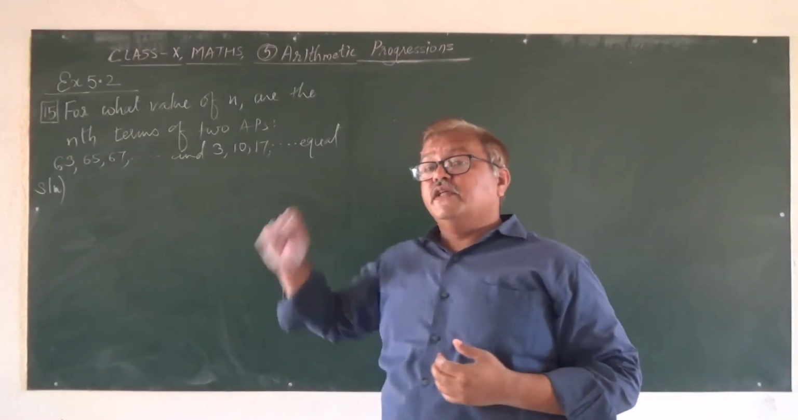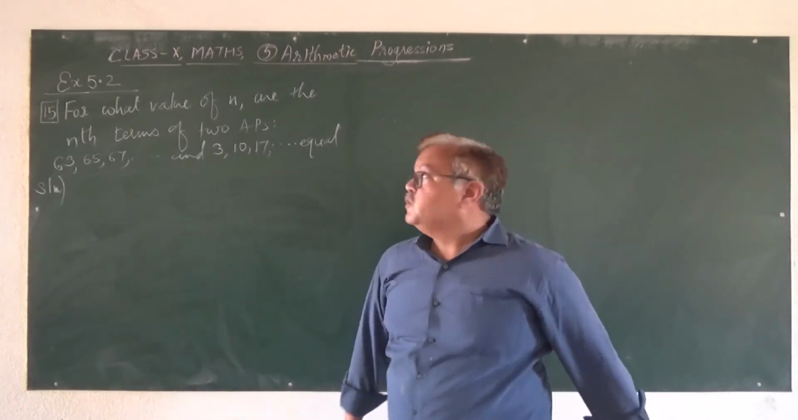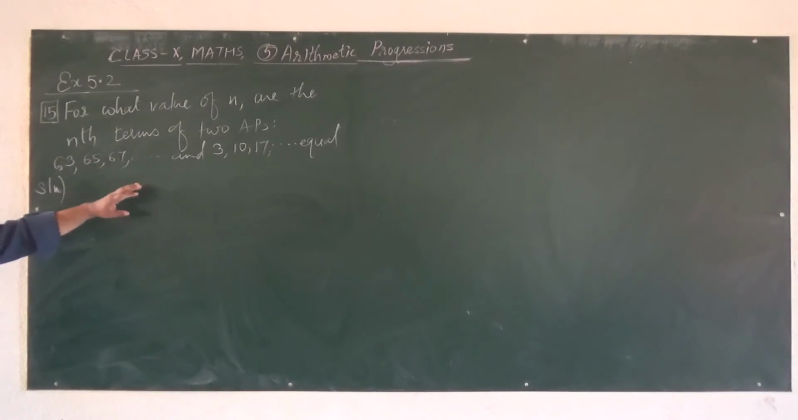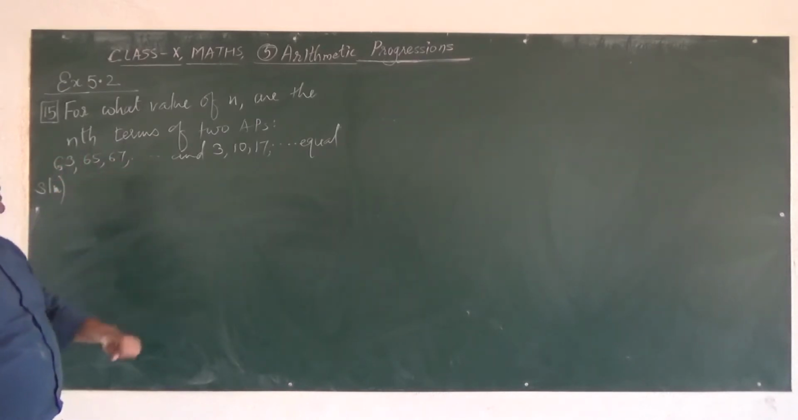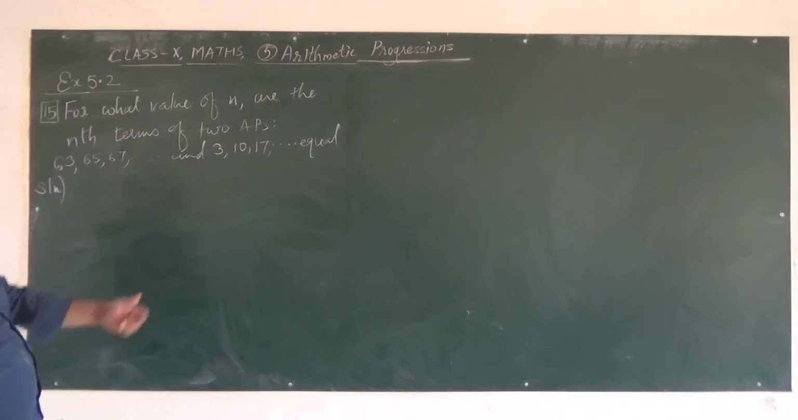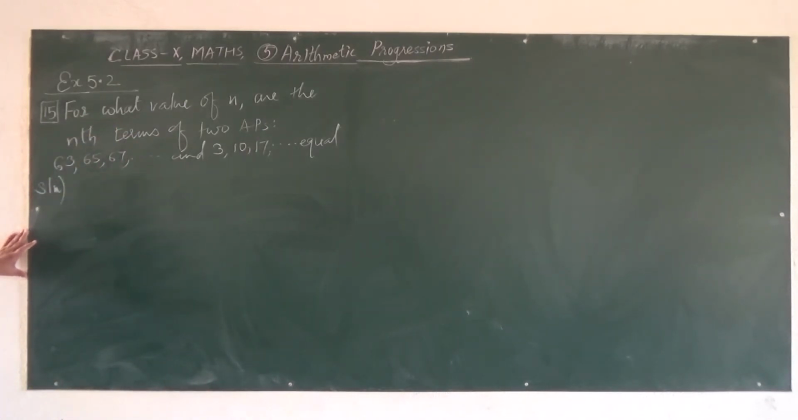Students, let us see the 15th question of exercise 5.2. For what value of n are the nth terms of the two APs equal? Two different APs are given to us: 63, 65, 67 is one AP and the other one is 3, 10, 17. Which term will have the same value? Let us find out. I will explain at the end.